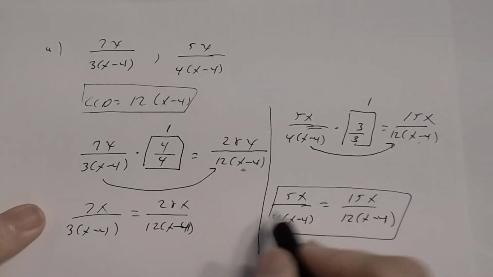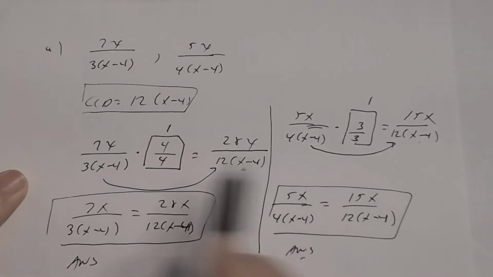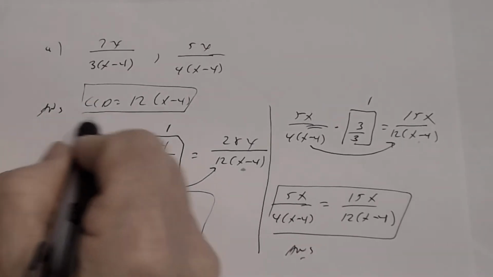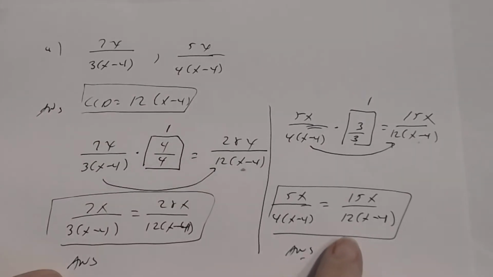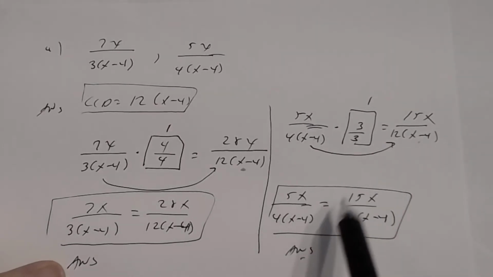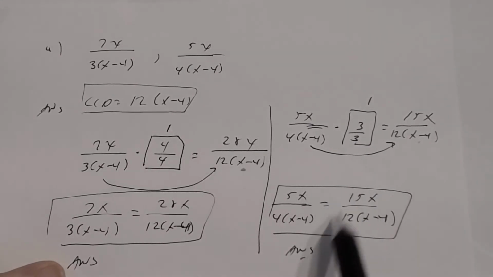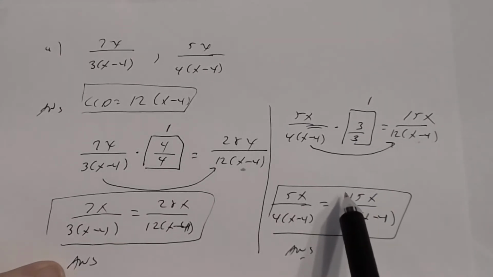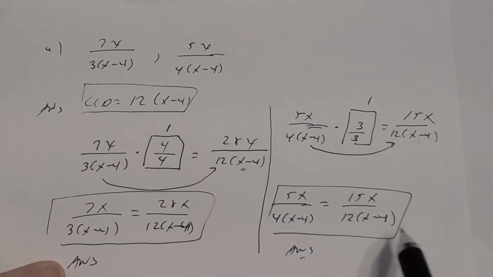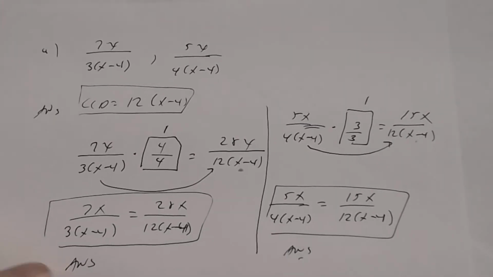Okay? So those are your answers for this problem. So you found your LCD, that's one of them, and you found your two rational expressions that will be equivalent to each other. All right, now again, notice if you were to reduce, remember in one of the lessons a while back, you have to simplify rational expressions. So if I reduce this, I'll get this back by just dividing both numerator and denominator by 3. 15x divided by 3 is 5x. 12 times x minus 4 divided by 3, 12 divided by 3 is 4. You get that back. All right, so that's the whole idea.